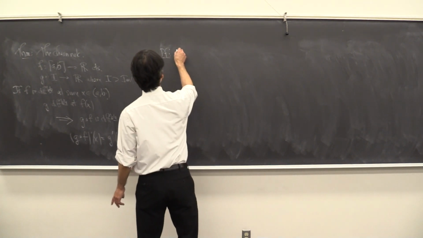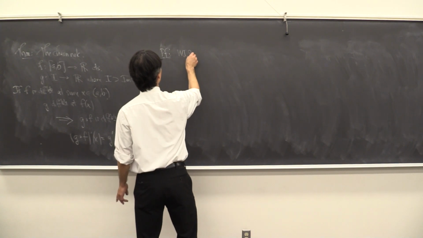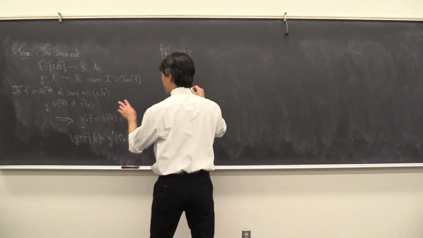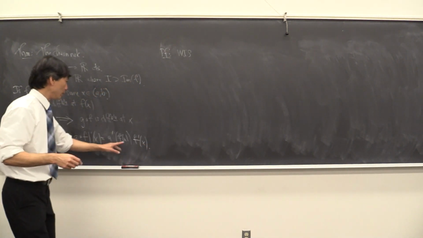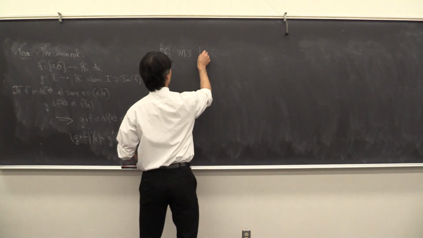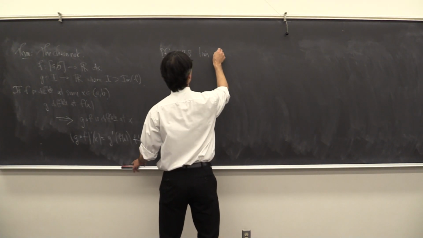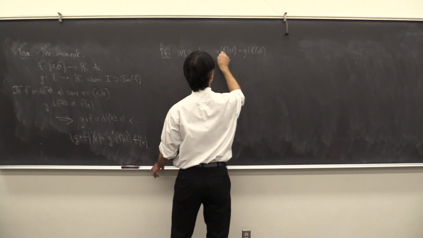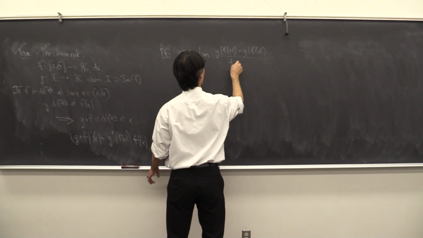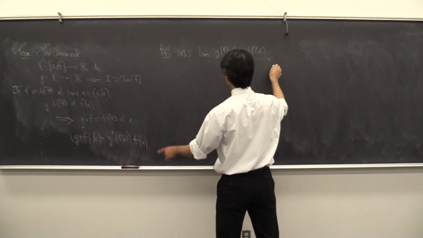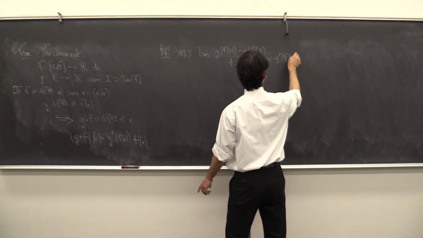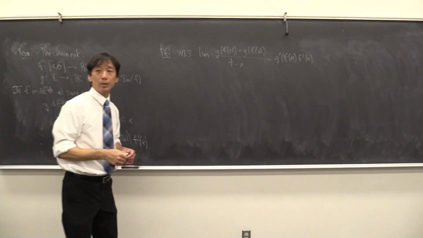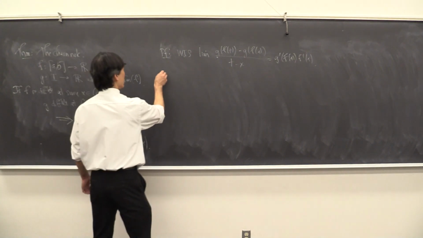Okay, so let's think of what we want to show. We want to show that this thing equals this thing, right? So we want to show that the limit of g of f of t minus g of f of x over t minus x equals g prime of f of x times f prime of x, right? That's our goal.